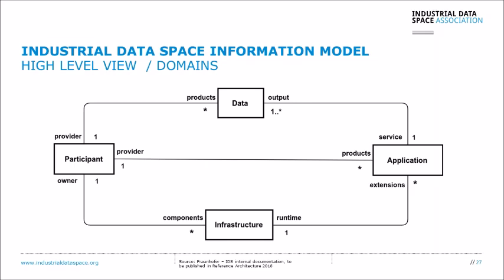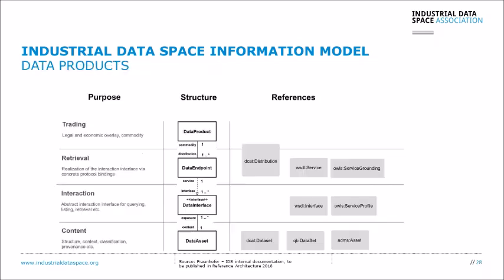As I said, this is the high-level structure of the IDS information model. We know information about the participants. We know about the infrastructure, about components, about runtimes, about the applications that are available, the services that are available, and the data that are available. Here, very interesting, of course, is the structure of the data and seeing data as products, because this is what Lars Nagel mentioned at the beginning. The data are an economic asset today. So we have to define what data products are to trade data, the legal and economic overlay for commodities.